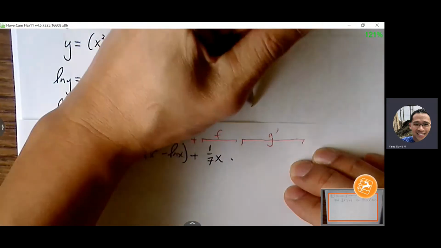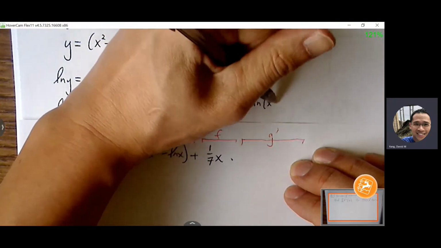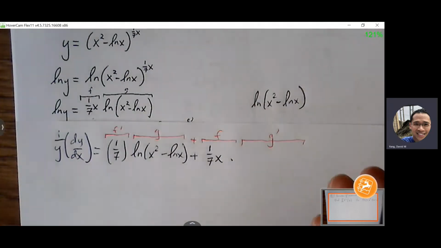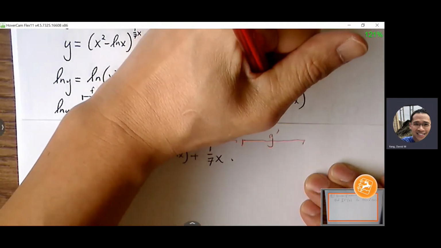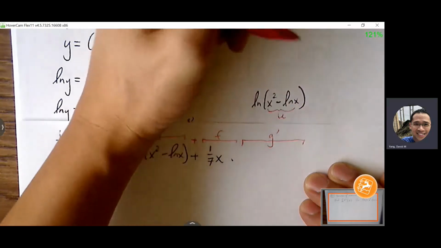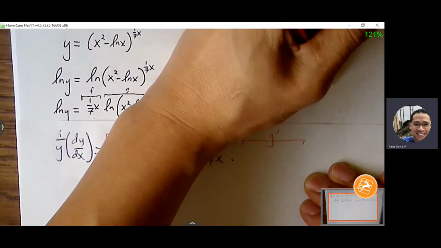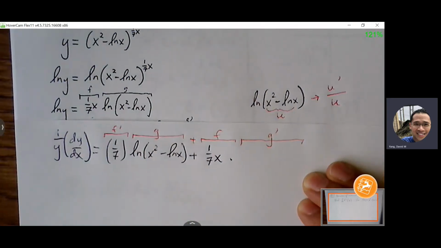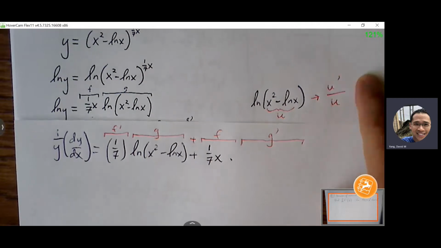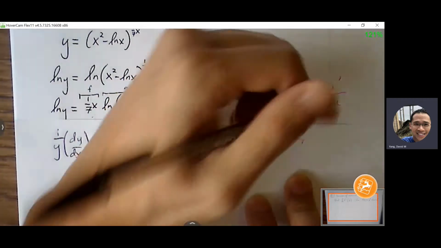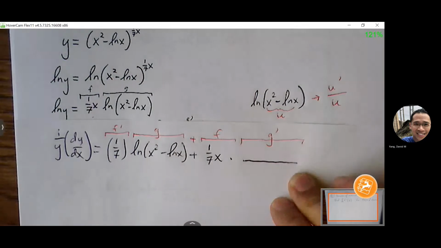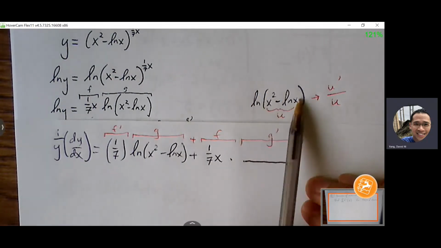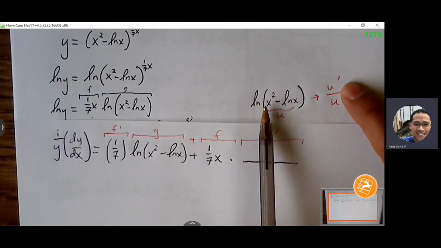Our g function is this natural log of x squared minus natural log of x. Okay, I want you to understand that this piece right here, that's the u value, right? And we're going to turn it into a derivative, so u prime over u. So it's going to have to take on this form in this space right here. So if we just look at the g function here, if we understand that this parentheses is the u value, we'll find the derivative one piece at a time, right?